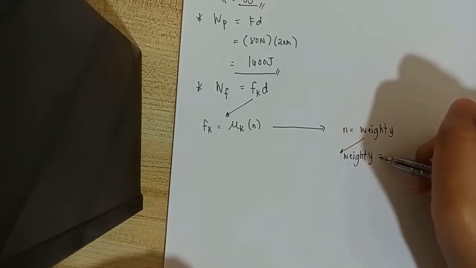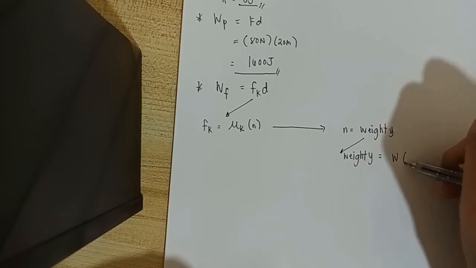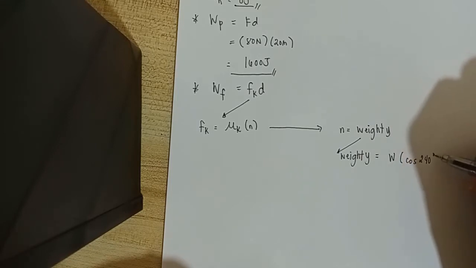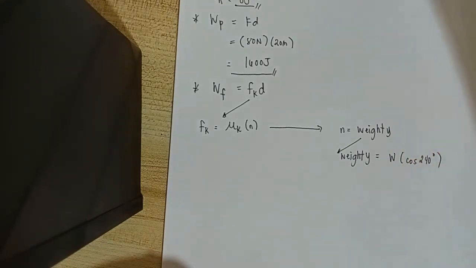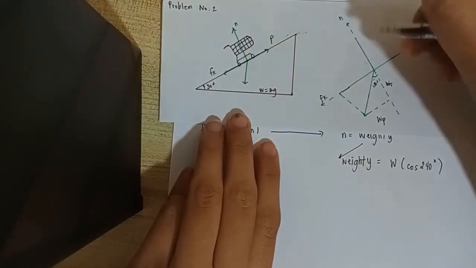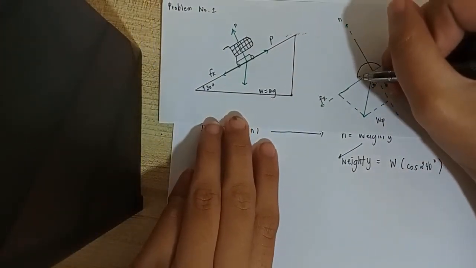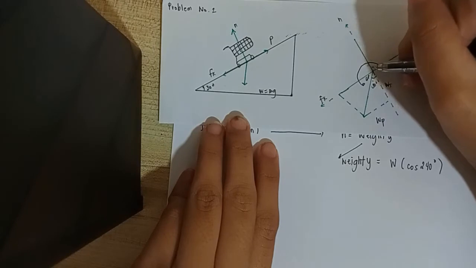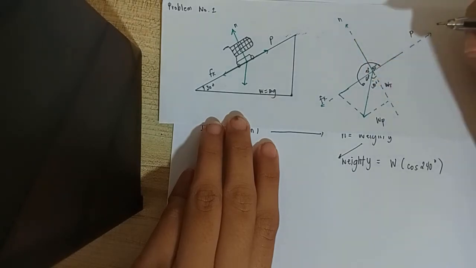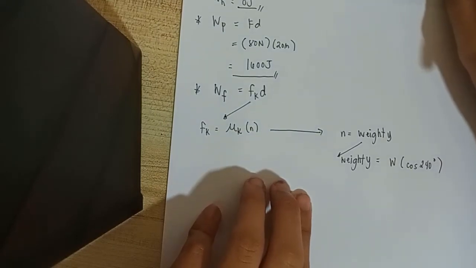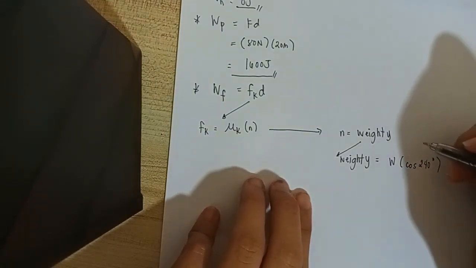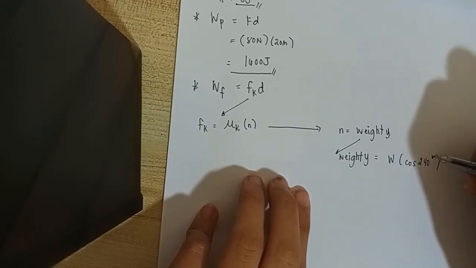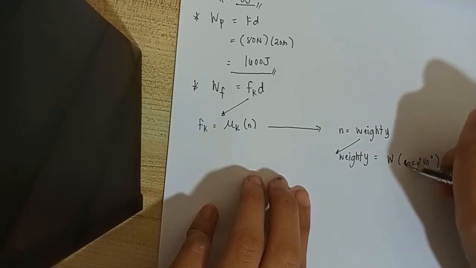Our formula for weight sub Y is weight multiplied by, that will be sine 240. I'll correct that later. If you're wondering where the 240 came from, that will be 90 plus 90 plus 60. So, that's why it's 240. I'll change that cos into sine.